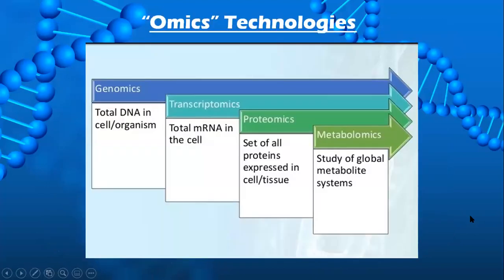So what is an omics technology? There are various omics technologies. One is genomics, which refers to the total DNA present in a cell or organism, or transcriptomics, which refers to the total mRNA present in a cell. Proteomics is the set of all the proteins that are expressed in a cell or tissue, and metabolomics is the study of the global metabolite systems.